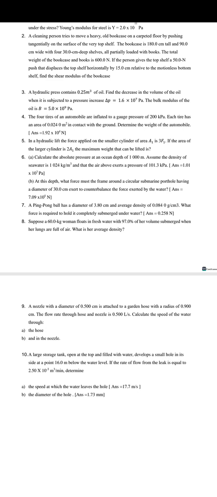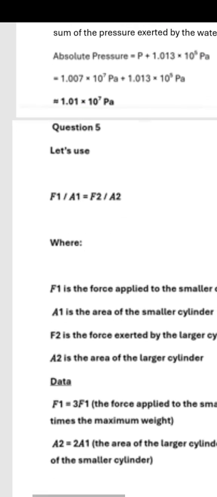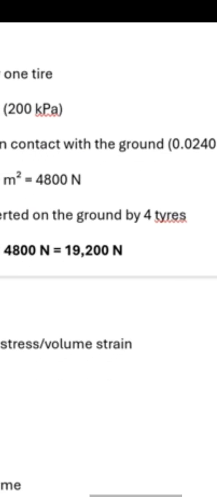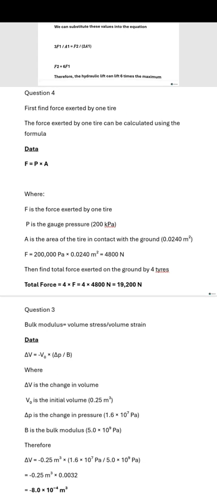But now the question is, we have just been given the area of 1 tire. How are we going to get the area, or the force, for the 4 tires? So this is what we're going to do. For question number 4, we first find the force exerted by 1 tire. Since we are given pressure, and we know that pressure is equal to force over area, we can make force the subject of the formula.